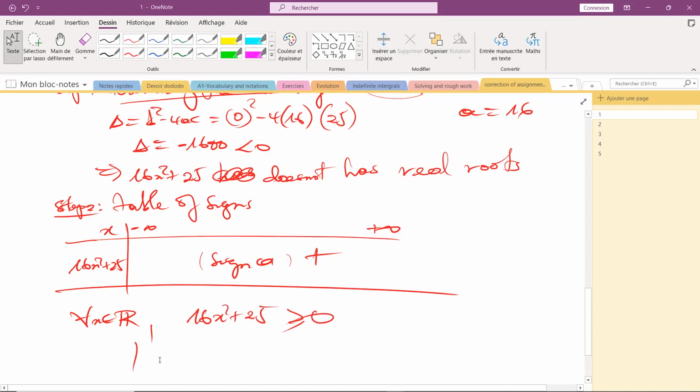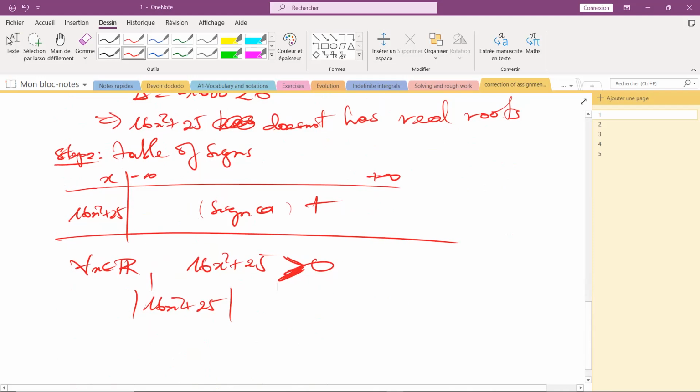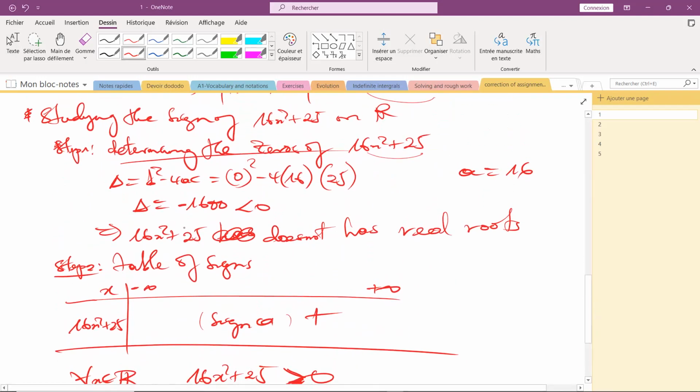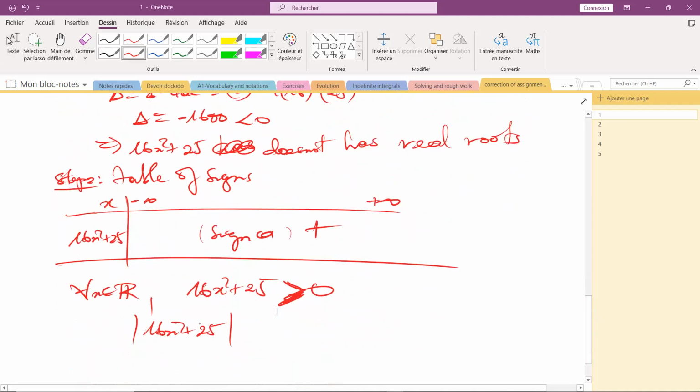From there, you can conclude that the absolute value of 16x squared plus 25 is always strictly greater than 0. Why is it strictly greater than 0? Because it has no real root. That is, there is no number in this set that will make it 0. Because if there was a number that makes it 0, it could have been greater than or equal to 0. But there is no number that makes it 0. So it will be strictly positive. So the absolute value of this will be equal to 16x squared plus 25.